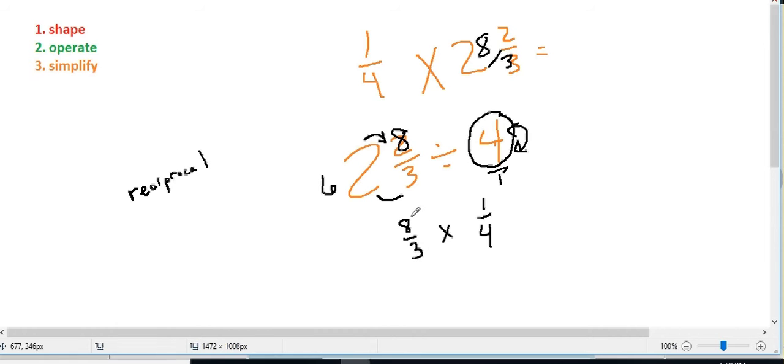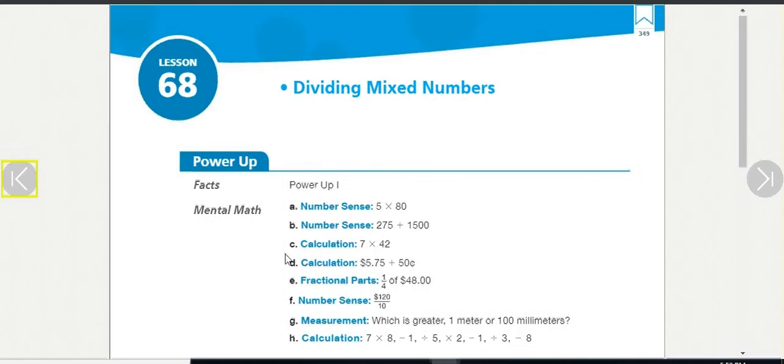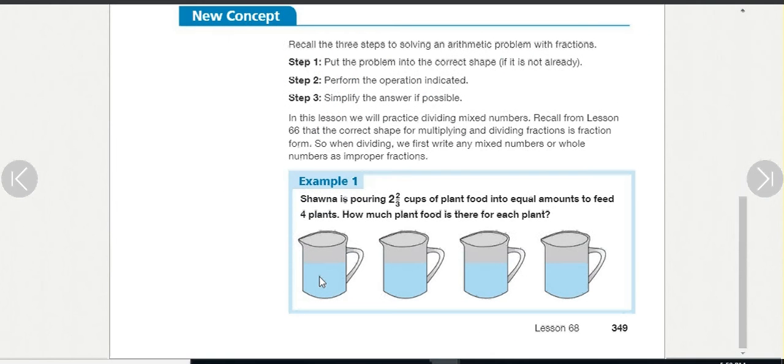I actually see right off the bat I can do this, canceling. I can't help myself. Let's operate. 8, nope, we canceled. 2 times 1 over 3 times 1 is 2/3. I can't simplify, so 2/3 is my final answer. 2/3 of a cup is in each of these pitchers. 2/3 cups is in each pitcher after we've divided 2 2/3 into 4 equal groups.